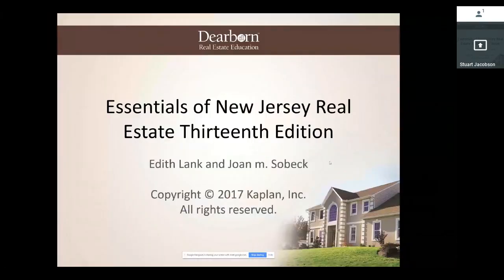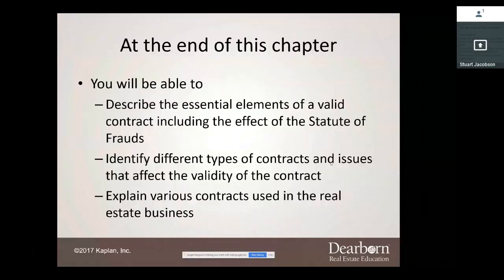Chapter 11, real estate contracts. What is a contract? What isn't a contract? Things like that. So here's what we're going to be talking about. In real estate contracts, we're going to be talking about the different types of contracts, the different stages of a contract, and also the essential elements of a valid contract, okay?